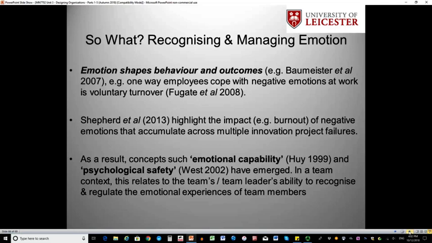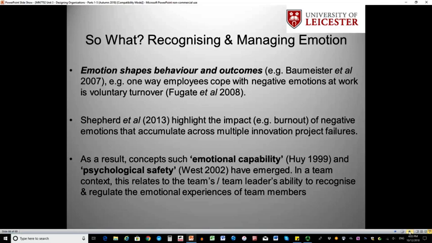Shepherd has done some really interesting work on burnout from entrepreneurs who have had multiple innovation project failures, and how over time, failure upon failure upon failure, which is actually quite common in the innovation process and entrepreneurial process, the psychological impact of that repeated negative emotion can have quite a detrimental effect. And so it's about how managers recognise that and how they can respond to it, to stop good, intelligent, innovative people leaving the organisation.